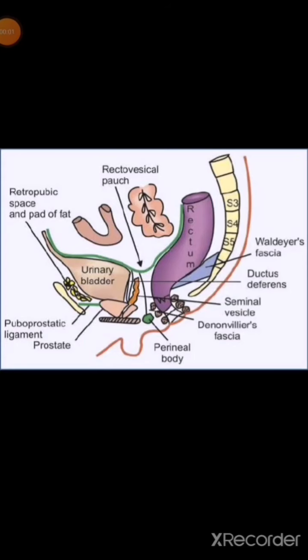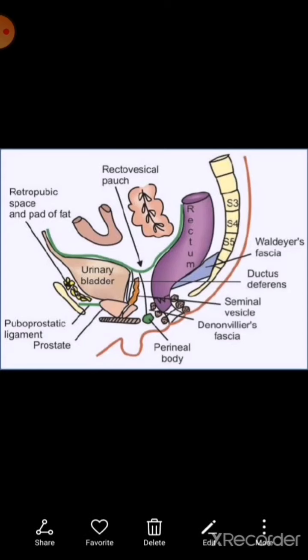Hello everyone, let's start our tutorial on the anatomy of the urinary bladder. And we know that it is a muscular reservoir found in the anterior part of the pelvic cavity, as you can see labeled in this particular image. Now the size, the shape and the position of the bladder is variable depending on the amount of urine present.